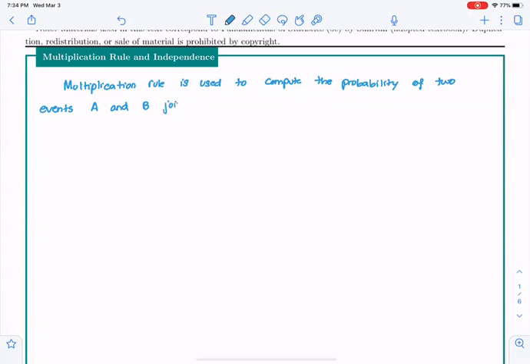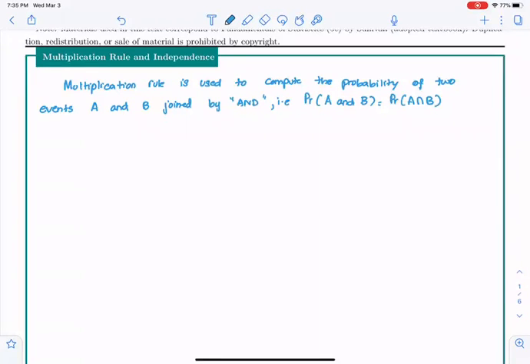I'll just say joined by "and." So, i.e. probability of A and B, it is the same as writing it as A intersect B. And now, of course, we can extend it to more than one event. I'll simply write that also.